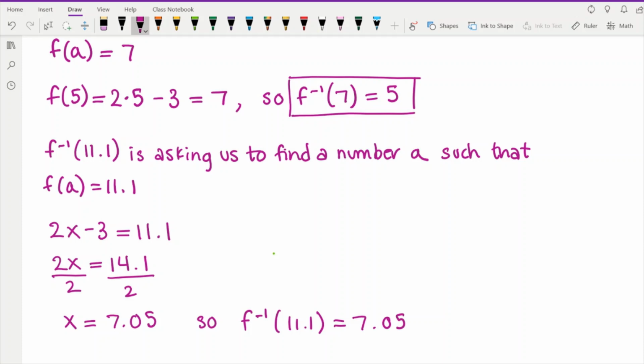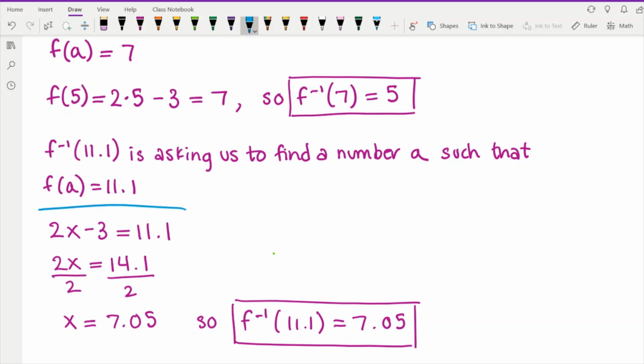And you could check that, right? You could double check that when you plug 7.05 into your original function, you get 11.1. Okay, so why are we talking about this? Why are we going back to numbers when I said that this video was about formulas? Well, because this is the same idea that we're going to be using to do this algebraic process. And when I say this, I really mean this part here.